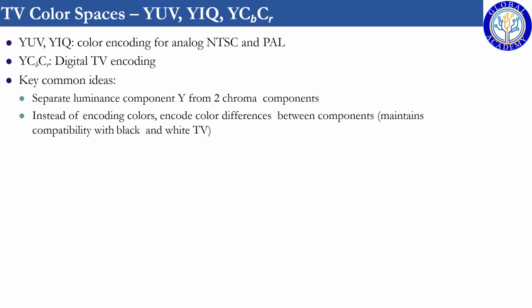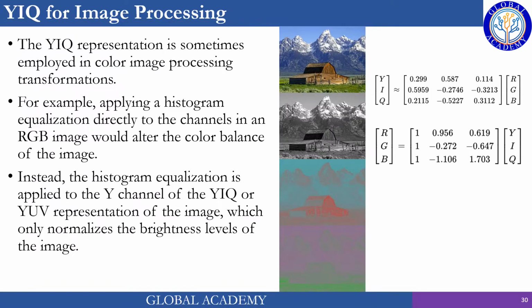So the next is YUV, YIQ or YCbCr. These color schemes are used in fact in analog and digital TV or compression, and similarly transmission of video. So the basic concept is to separate the luminance component Y from two chroma components. So instead of encoding colors, encode color differences between components. So let's see how it works.